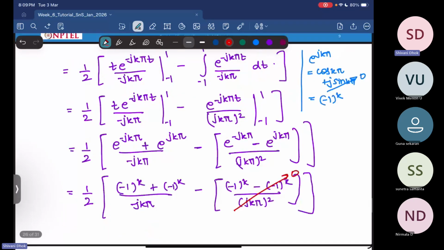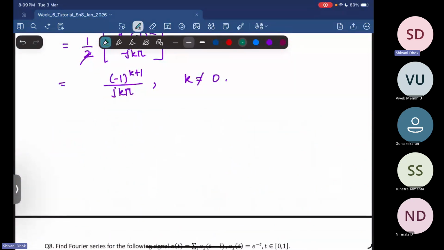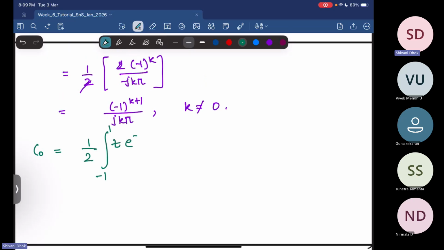So let's find out c of 0, or c0, for k equal to 0. For c0 we'll have 1 by 2, where 2 is your period, integral from minus 1 to 1 of t into e power minus j, k is 0, omega naught t dt. So this becomes 1 by 2 integral from minus 1 to 1 of t dt.